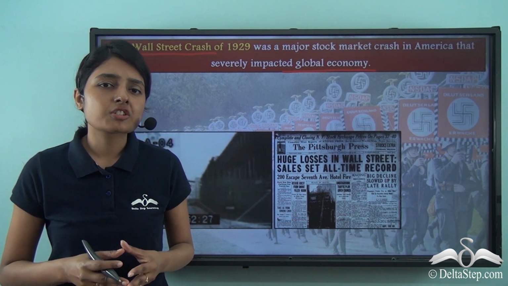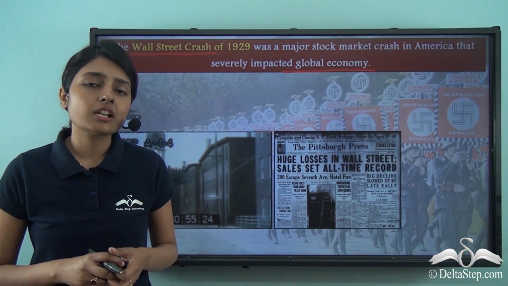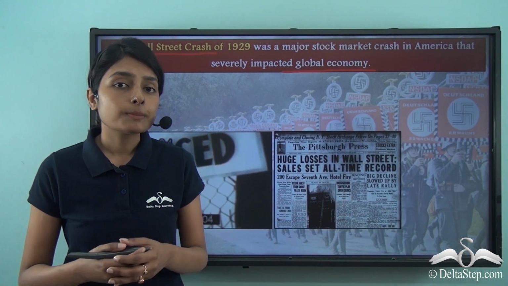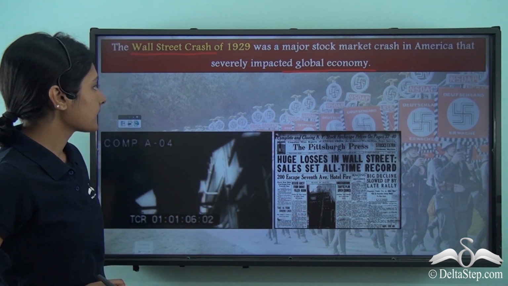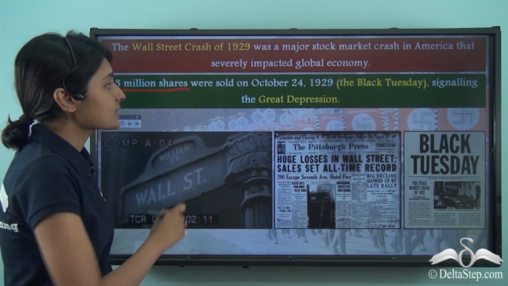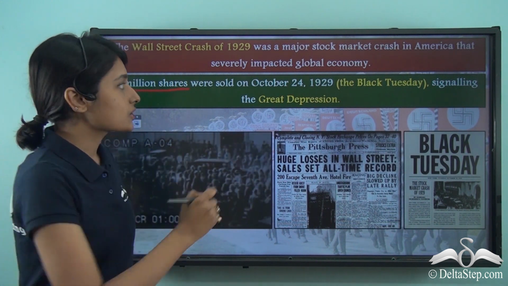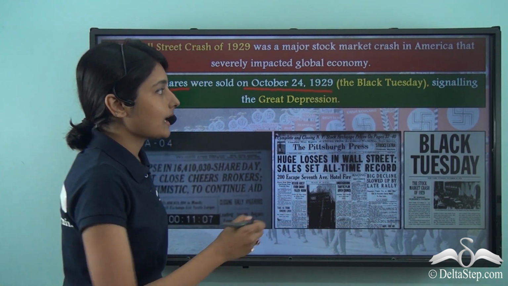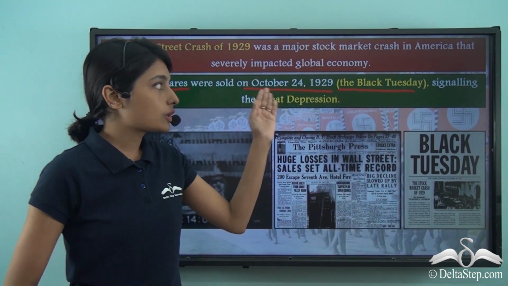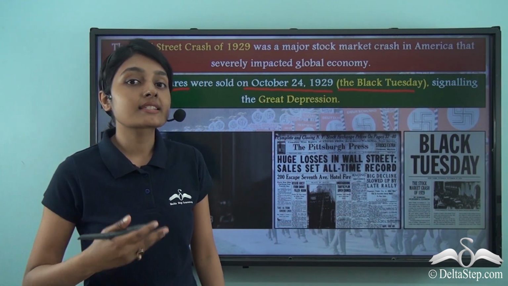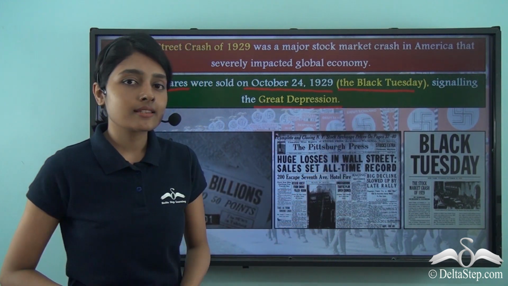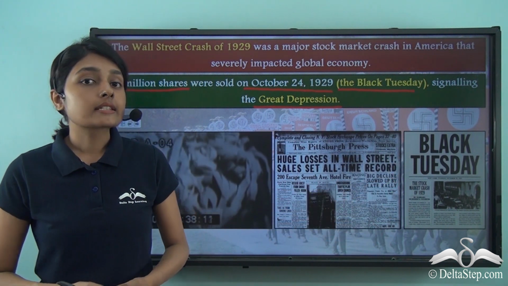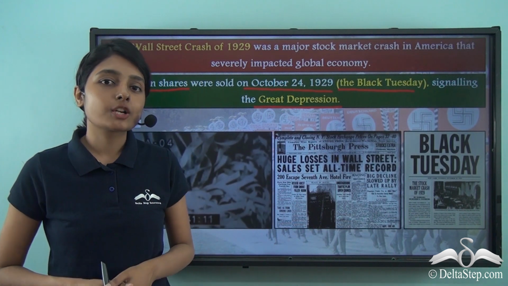Now during the Wall Street crash, the masses were fearing the loss of their money, which is why they were frantically selling off their shares. You'll be surprised to know that 13 million shares were sold on just one single day. That was on October 24, 1929. And this day came to be known as Black Tuesday. Now the Wall Street crash of 1929 actually signaled the Great Depression that ensued, because 13 million shares were sold on Black Tuesday and the American stock market completely collapsed.